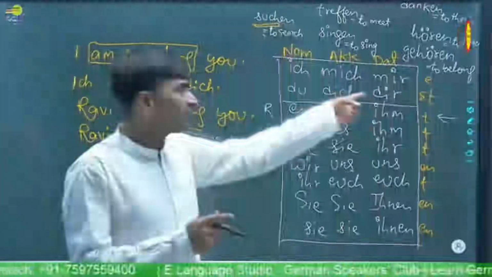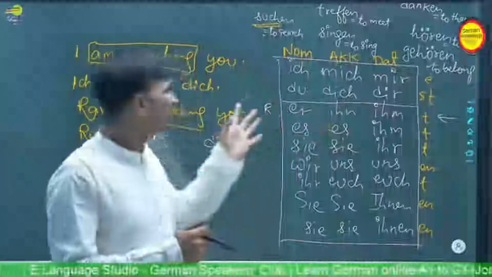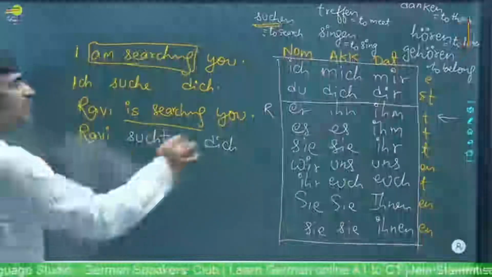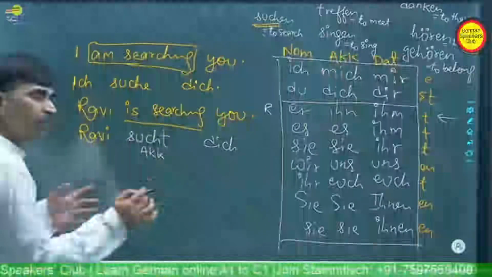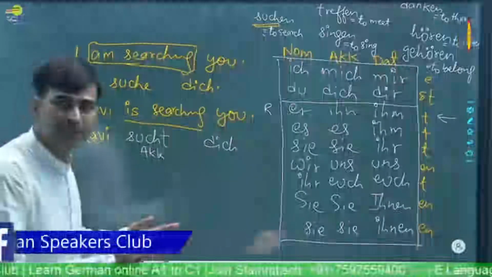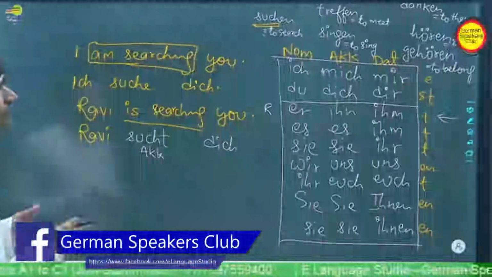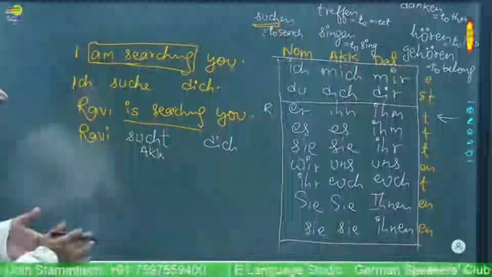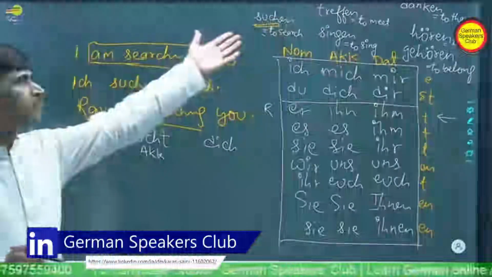Ravi, although it looks like a "you" sentence, the verb is saying something else. Tell me where am I going to put dish? Why can't I put "dir"? Can't I do "dir"? Why? Yes, because of course it is accusative. With "du" it goes "dich".